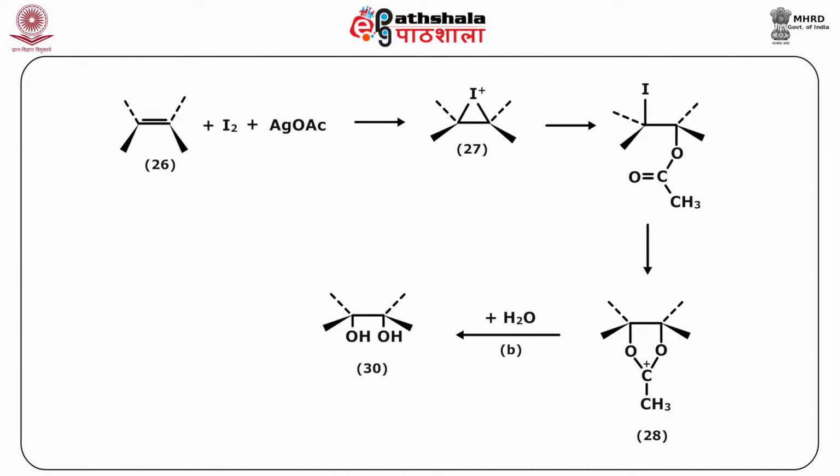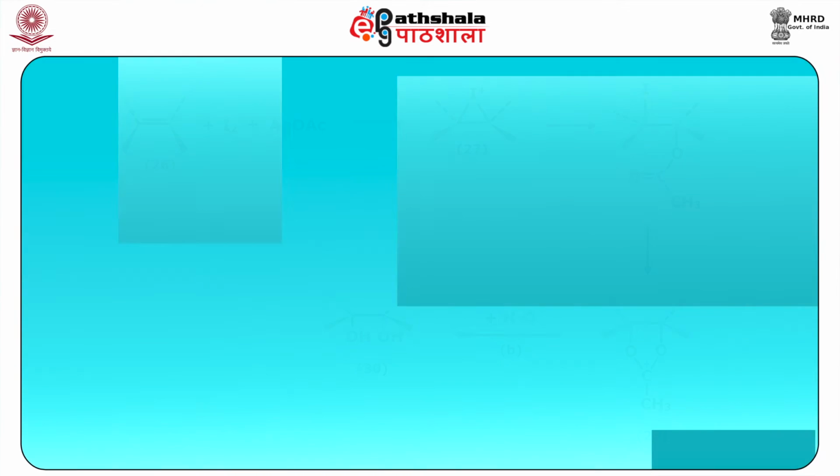If the reaction is carried out in the presence of moisture, the intermediate acylium ion is directly hydrolyzed through route B and gives syn-glycol, which is also called Woodward's modification.